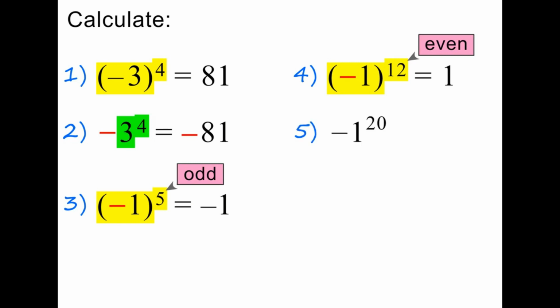Next we have minus 1 without brackets, to the power of 20. And because there are no brackets, only 1 is the base raised to the power of 20. This means that the minus just stays in front in the answer. And 1 to the power of 20 is 1. Please pause to check all my working.